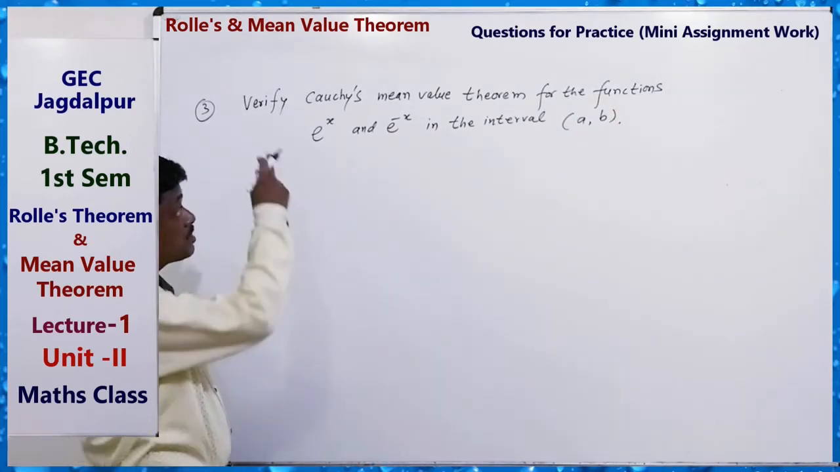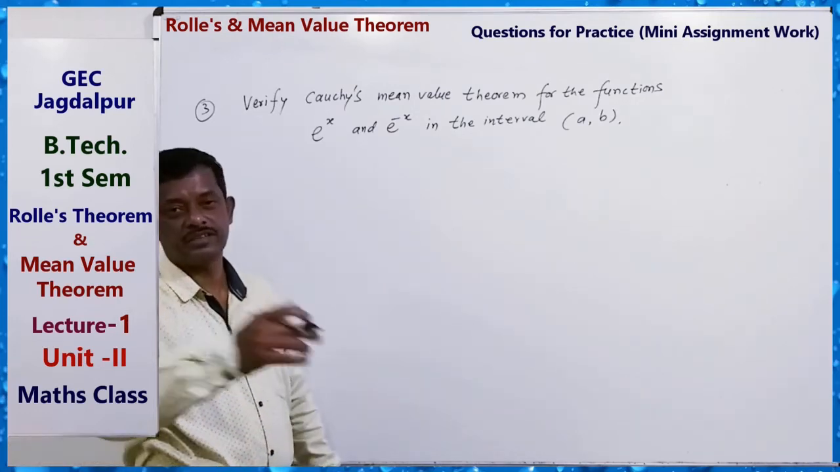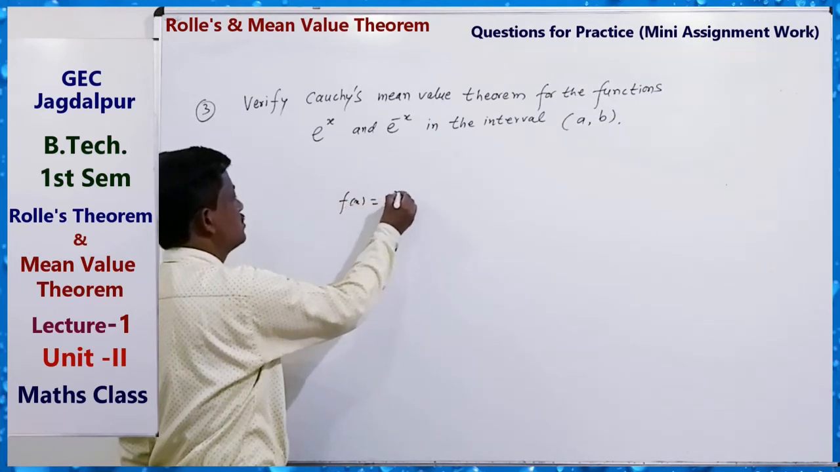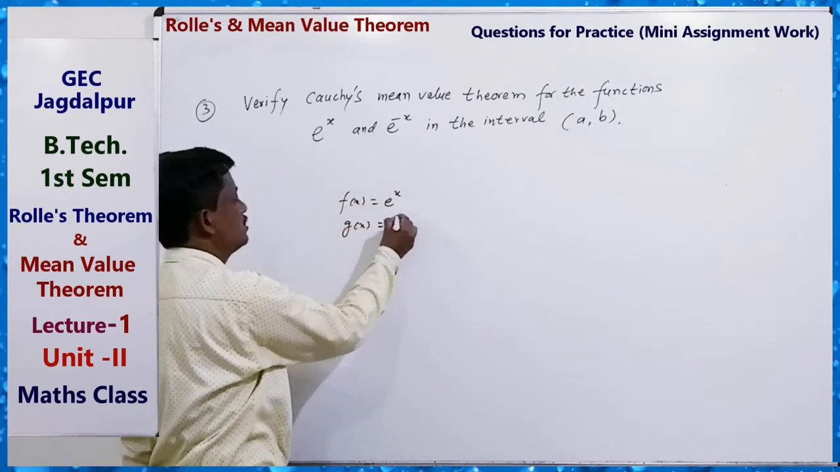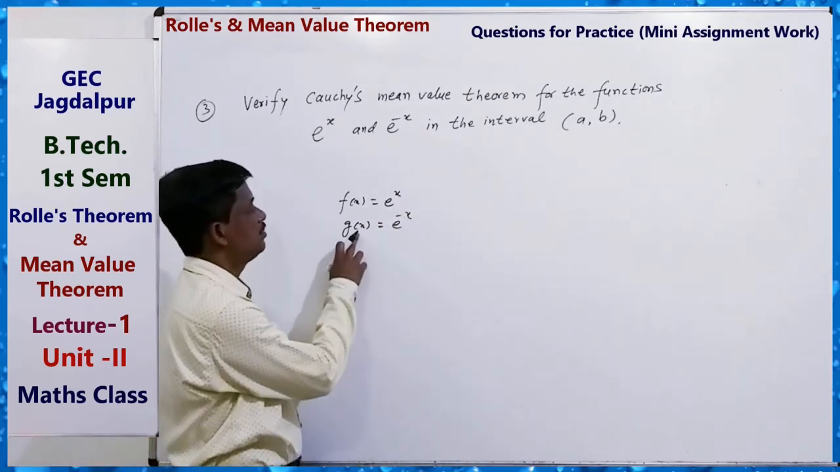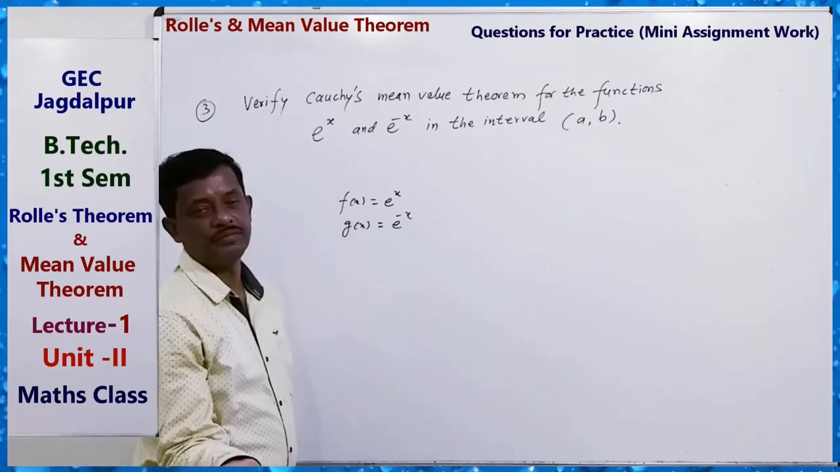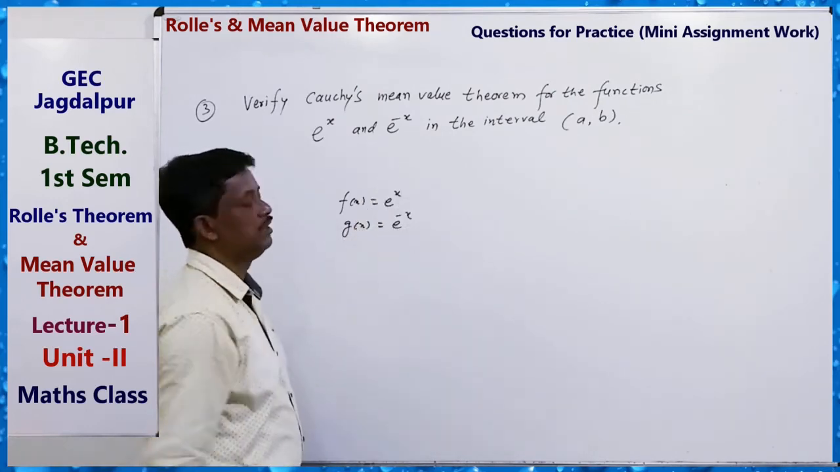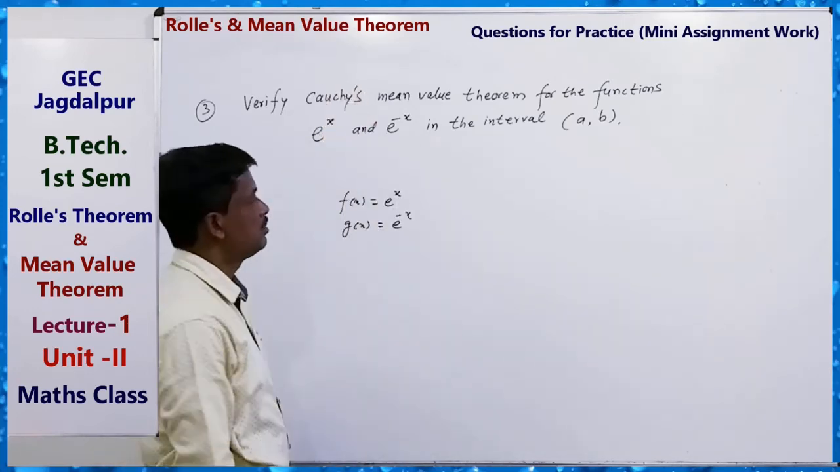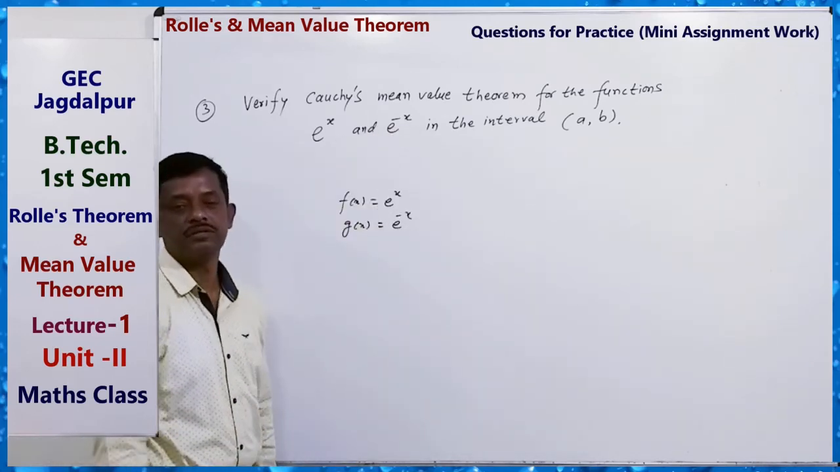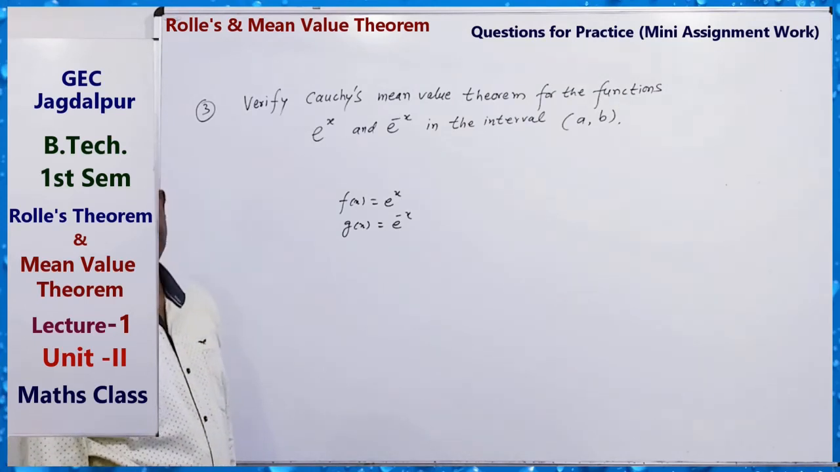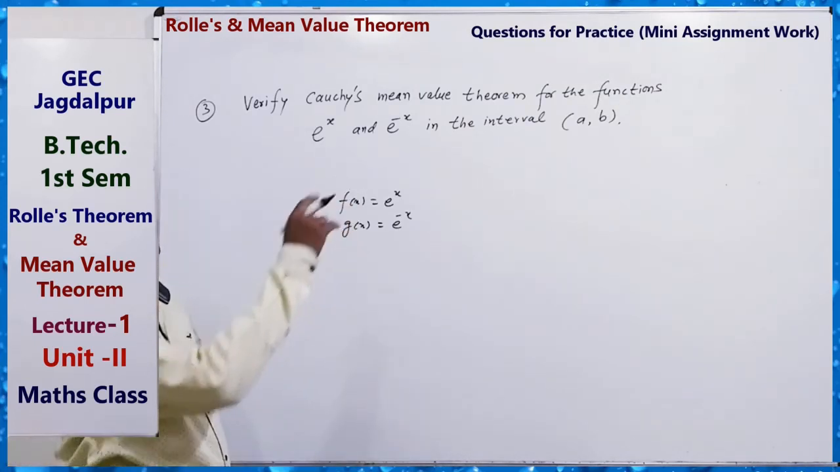Okay, Cauchy's mean value theorem. Just we can discuss about this: take f(x) equals e to the power x, g(x) equals e to the power minus x, both are continuous and differentiable. Also we see that the differentiation of this is not equal to 0 at any point in (a, b). So we can see that the conditions of Cauchy's mean value theorem are satisfied. For verification, we have to find the value of c that lies between a and b.